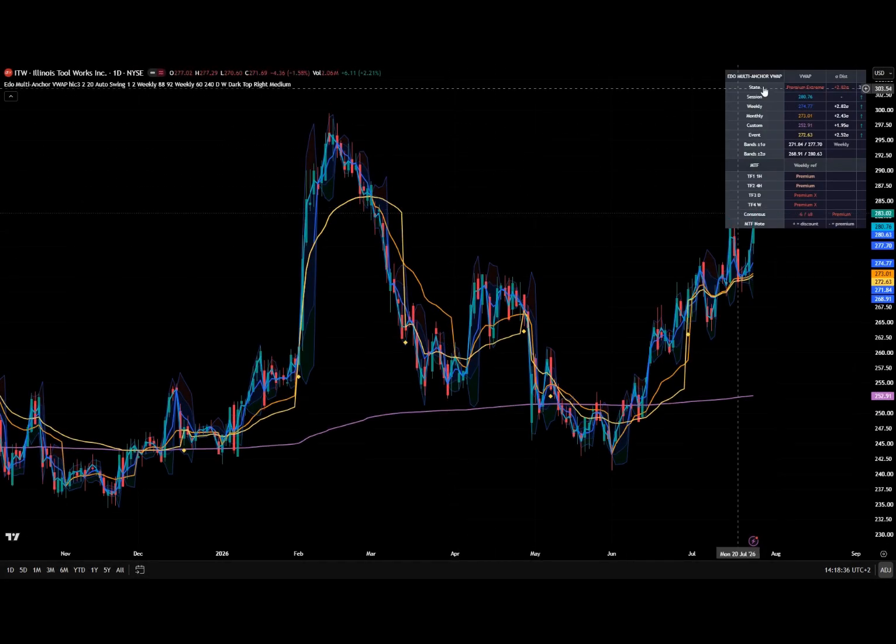The top row is the state, and it is the summary of the whole panel. 5 readings: premium extreme, premium, neutral, discount and discount extreme. Premium means price is trading above the volume-weighted average, buyers are paying up. Discount means the opposite. And next to it, the distance in standard deviations, plus how many bars the state has lasted.